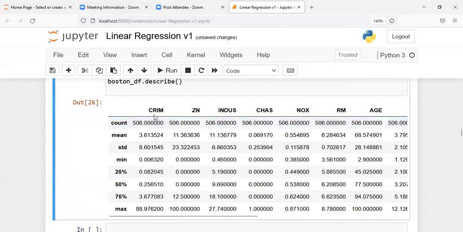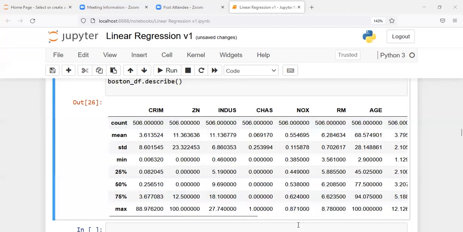If you look at the average crime rate, it is 3.6%. Similarly, if you look at the average nitric oxide concentration, it is 0.55 units. On an average, the number of rooms would be 6 rooms. This is how we can interpret the statistics for each and every variable in the data set.